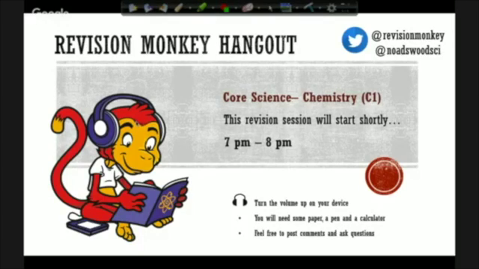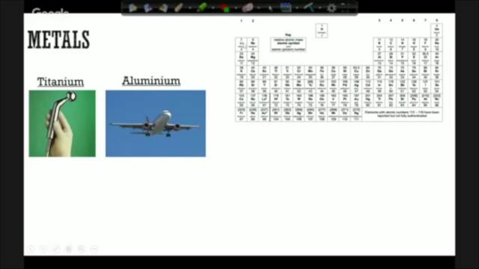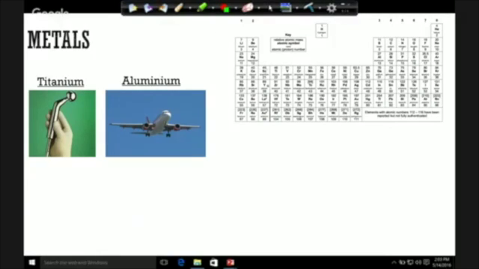Okay, let's get started. This is the second part of the core science chemistry revision. So starting off then, we're going to look at metals. And the main bit about this topic that we need to know about metals is the group of metals in the middle of the periodic table here, which are called the transition metals. And don't forget, you'll get this periodic table on a data sheet when you actually do your exam.